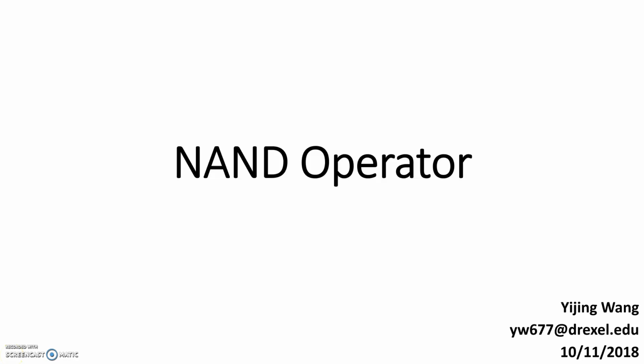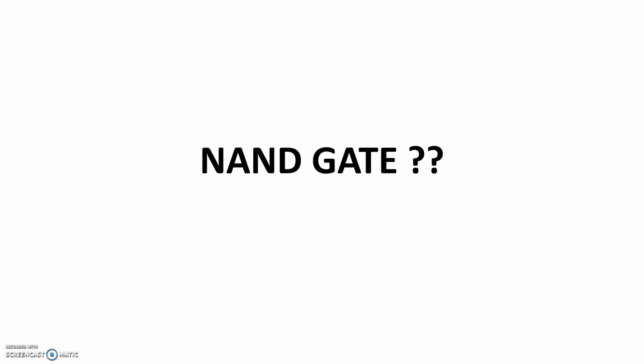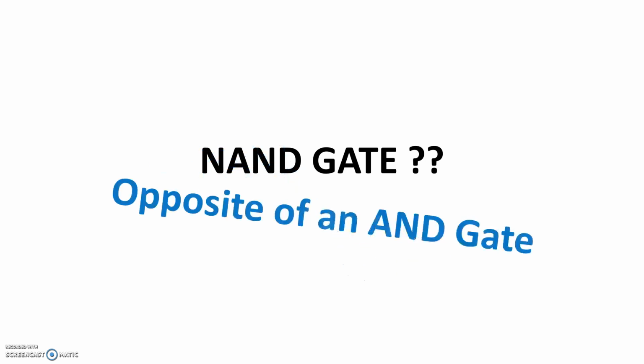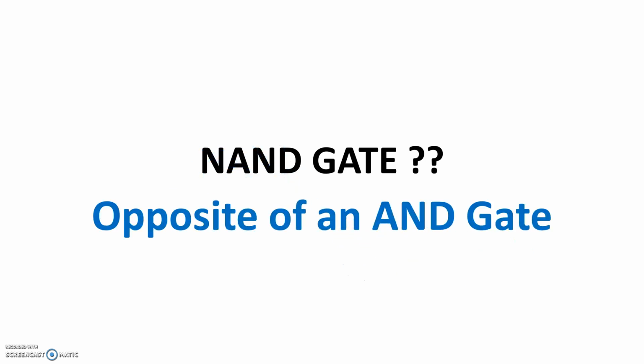Today we're going to be talking about the NAND operators. Before we talk about NAND operators, let's first take a look at the NAND gate. What do you think the NAND gate means? We have AND and N in front of it. Just pause for 1 second and think about it. I think everybody figured out the answer. It is the opposite of an AND gate.